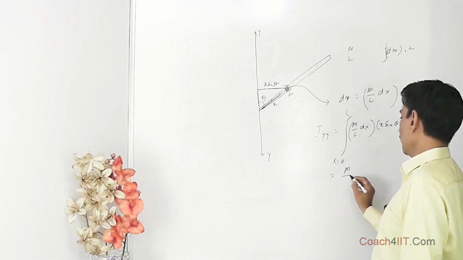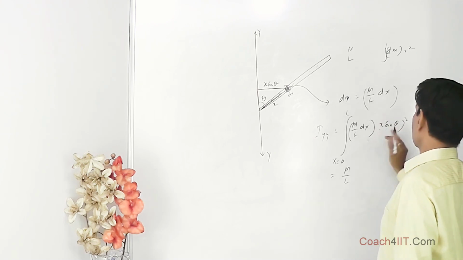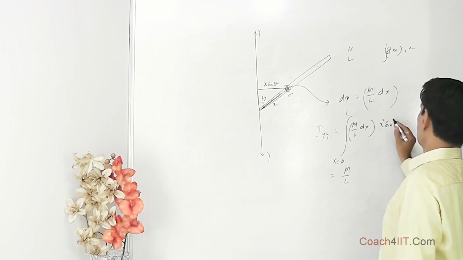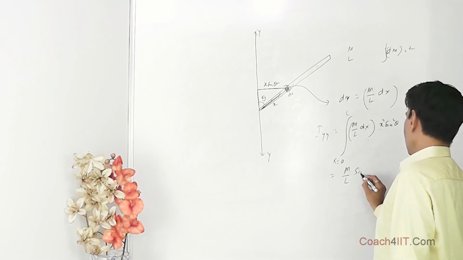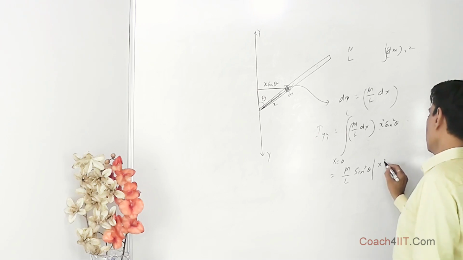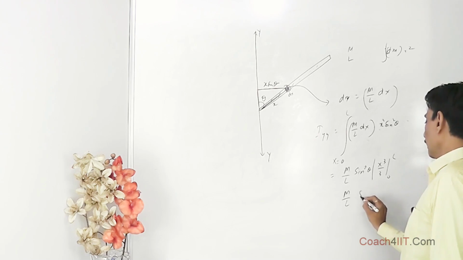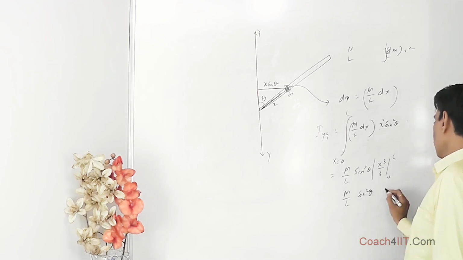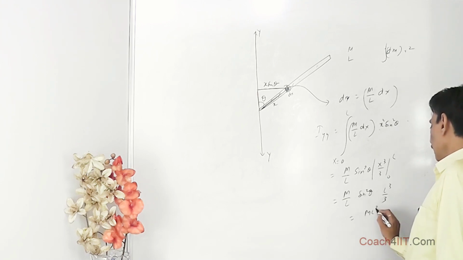So this comes out to be m/L. Sin^2 theta can come out because that is a constant term. So (m/L) sin^2 theta times the integral of x^2 dx, which is x^3/3 from 0 to L. So it comes out to be (m/L) sin^2 theta times L^3/3. So this comes out to be mL^2/3 into sin^2 theta.